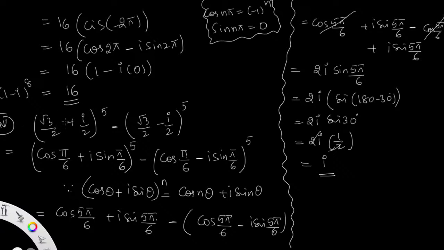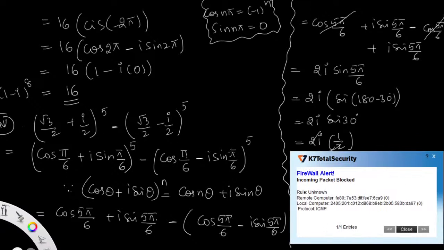Just the simplified value: root 3 by 2 plus i by 2 whole to the power of 5 minus root 3 by 2 minus i by 2 whole to the power of 5, that is cos pi by 6 plus i sin pi by 6. Just in between the minus, the change is only plus to minus, and apply this formula for De Moivre's.